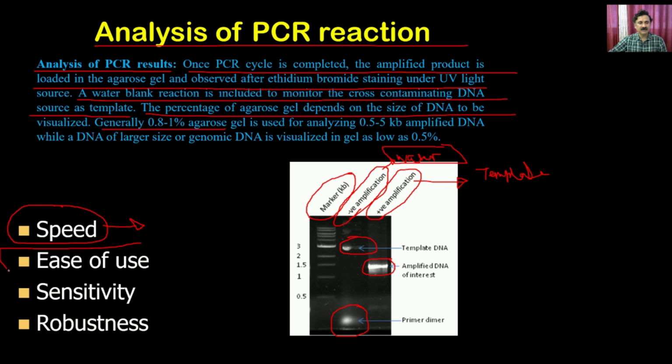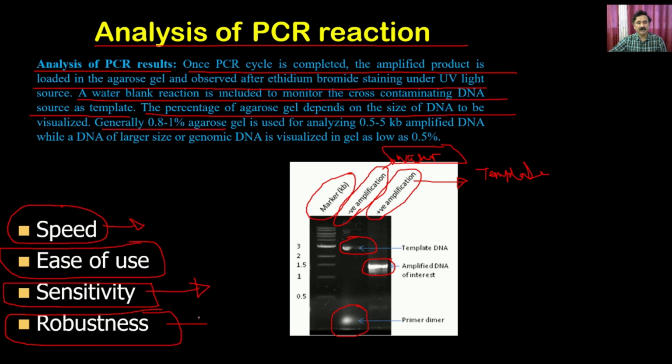It is very easy. It is just mix and match. Then you put it into the machine, and it is very easy to do. It is very sensitive. Even if you have the DNA at the nanogram level, it is going to give you the amplified DNA, because you remember that after every cycle it is doubling the amount. So even if you started with nanogram level, at the end it is going to give you enough amplified DNA, and then it is very reproducible.